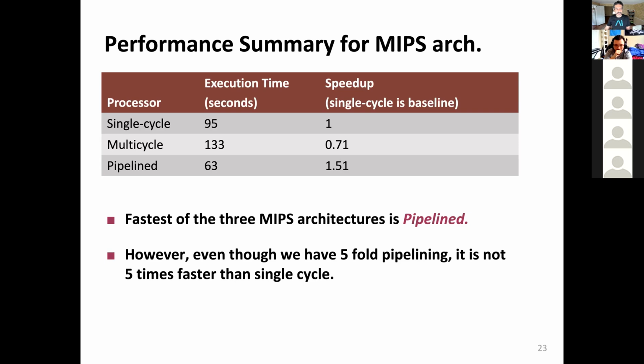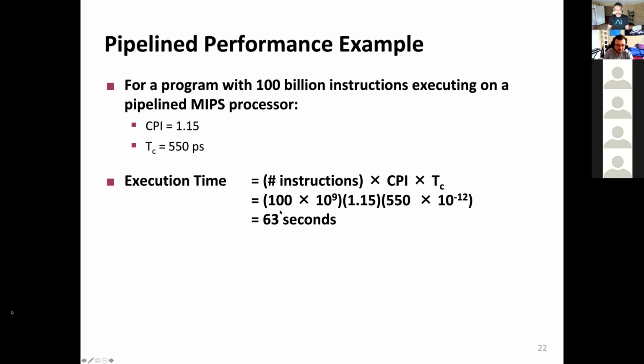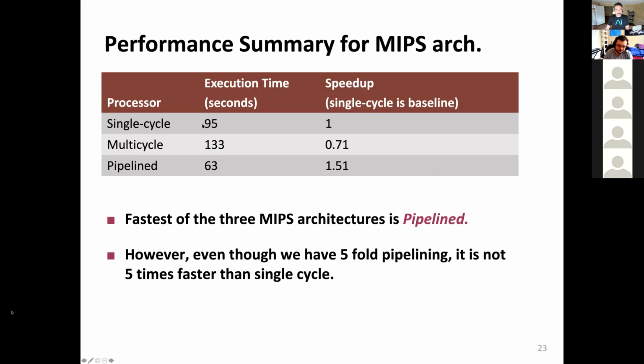And that would show up as a result in the performance analysis. In this pipeline version, the execution time after calculating this turns out to be 63 seconds, after we incorporated the number of instructions, CPI, and the cycle time, right? And putting it into the context of other processors, single cycle, multi-cycle, and pipeline, you see that we get some speedup, right?